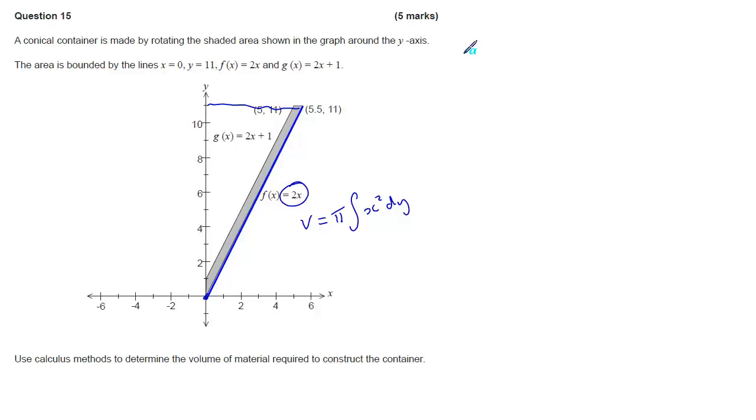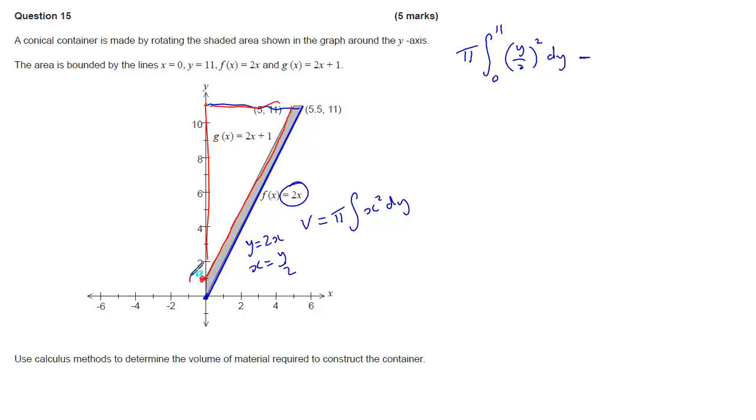So we're going to have pi times the integral from 0 to 11 of, so y equals 2x for this line here. So x is y over 2, so that will be (y over 2) squared dy. And then we'll have to take away the inside cone.